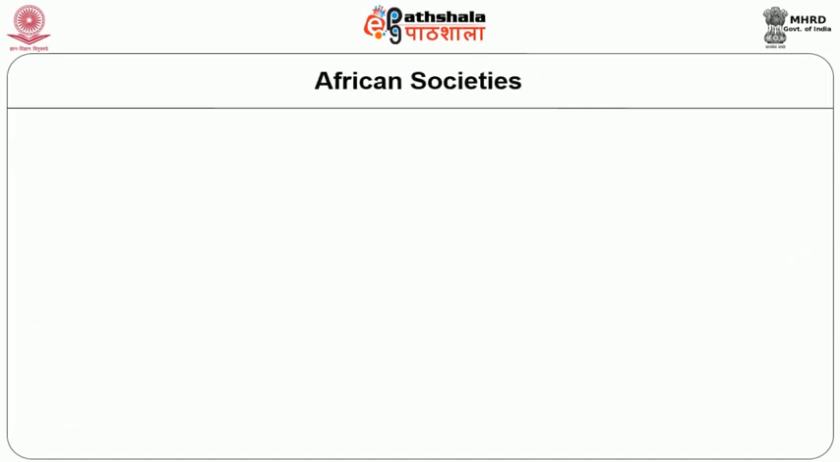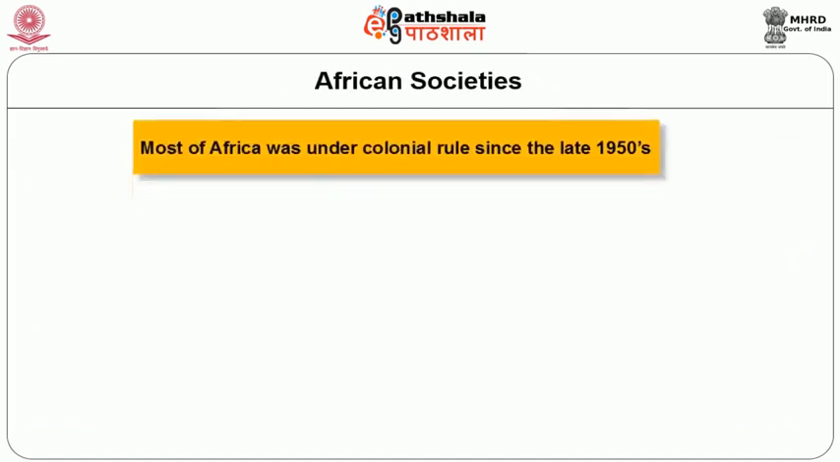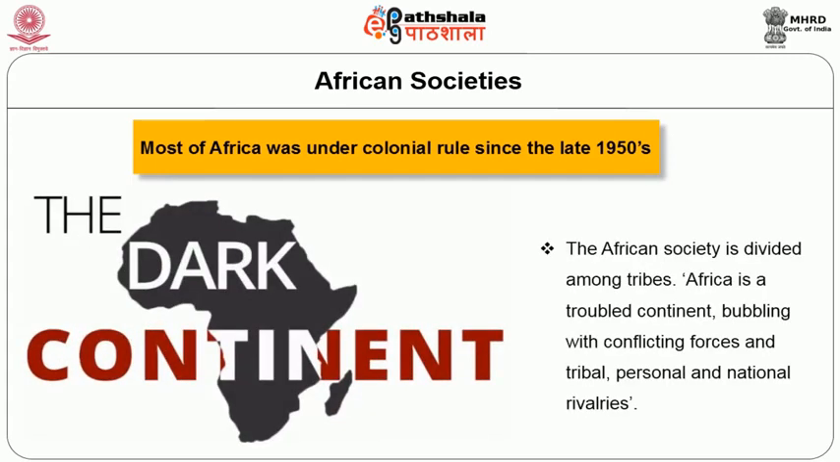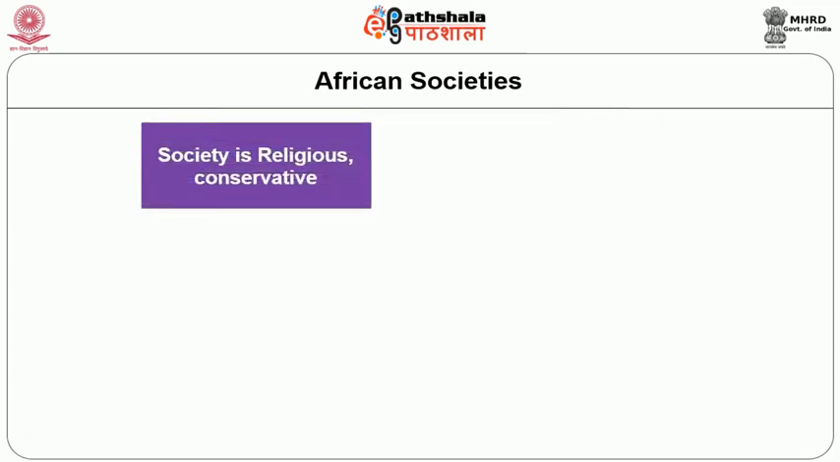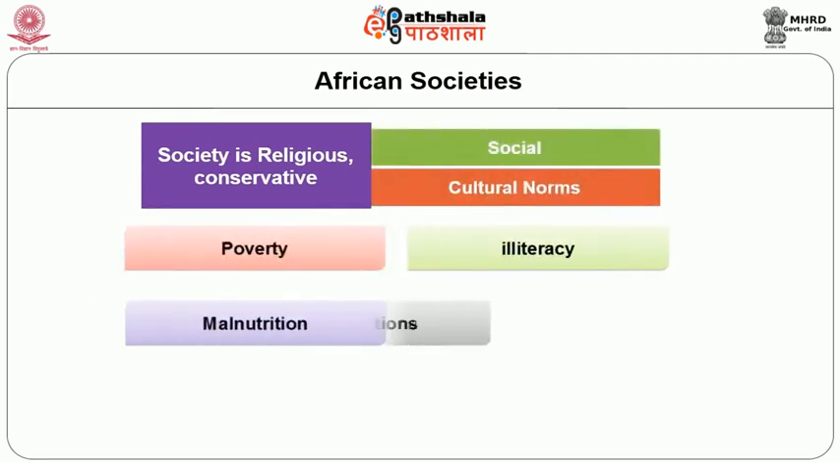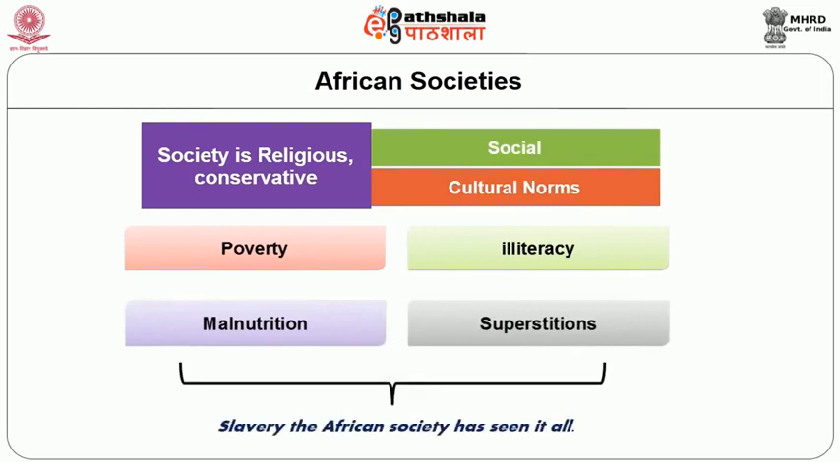African societies. Most of Africa was under colonial rule until the late 1950s, and was known as the Dark Continent. The African society is divided among tribes. Africa is a troubled continent bubbling with conflicting forces and tribal, personal and national rivalries. The society is religious, conservative and has its own social and cultural norms. Poverty, illiteracy, malnutrition, superstition, slavery, the African society has seen it all.